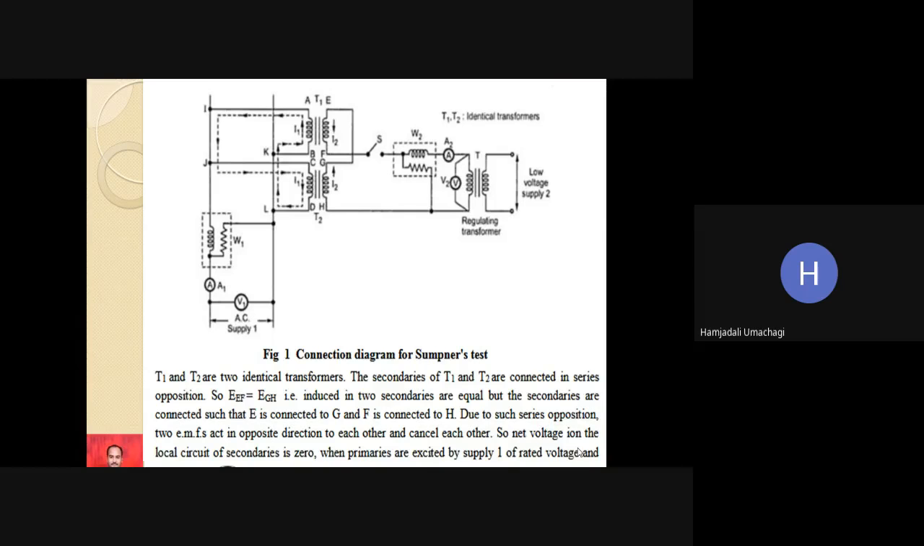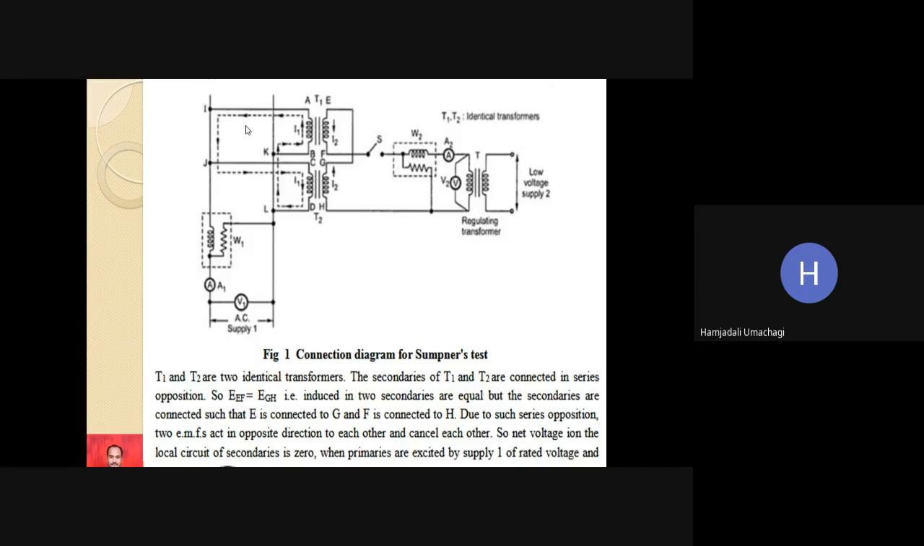The net voltage in the local circuit of the secondaries is 0. Now, how to conduct the test? The procedure is similar to the OC and SC tests, and the primaries are excited by supply 1 of rated voltage. This part of the circuit is for the open circuit test and this part is for the short circuit test. In the OC and SC tests we conduct the two tests separately, but in the Sumpner test we conduct both OC and SC tests simultaneously, in parallel.